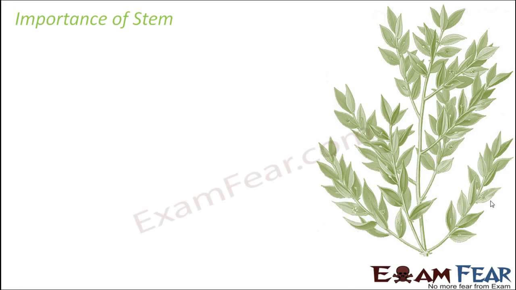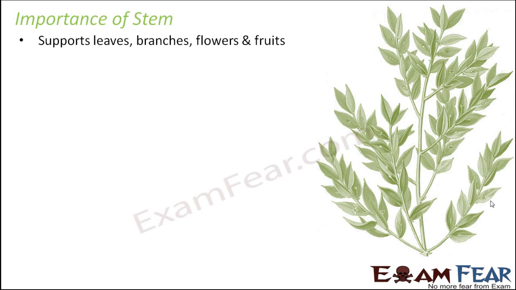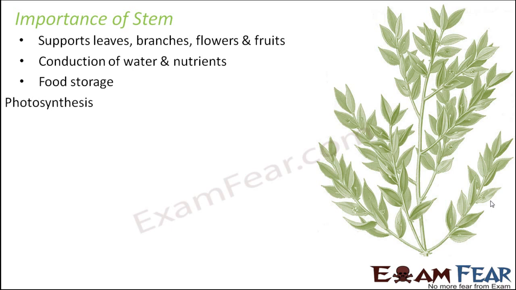Keeping all these things which we have discussed so far in mind, we can have a look at the importance of stem. They support leaves, branches, flowers and fruits, which is a very basic function. They conduct water and nutrients from root to other parts of the plant. Food storage, for example, in the tuber of potato or the bulb of an onion or the corm of Amorphophallus, they all help in food storage.